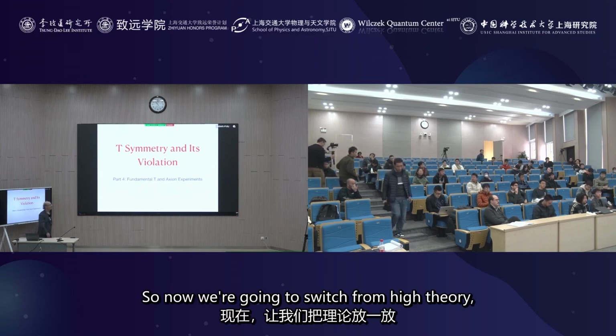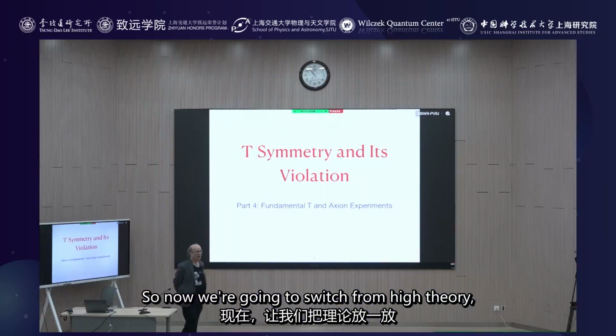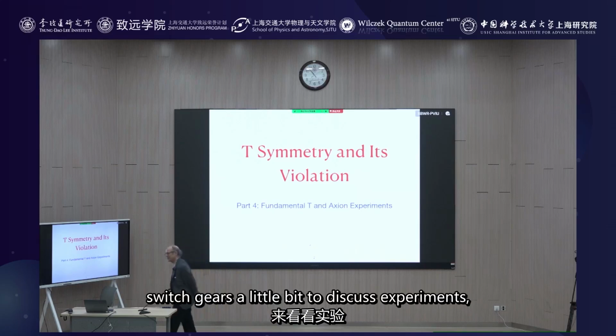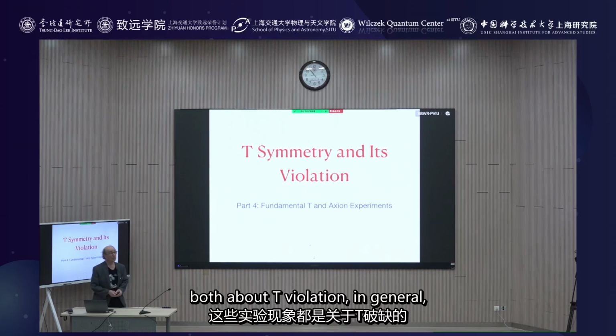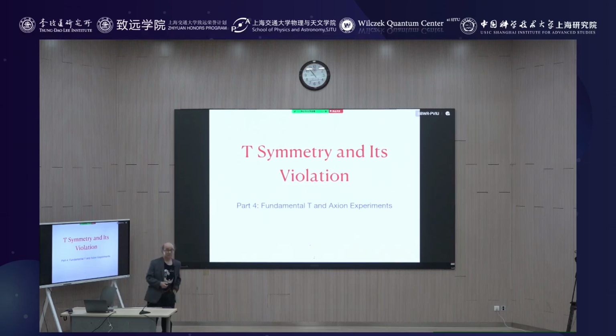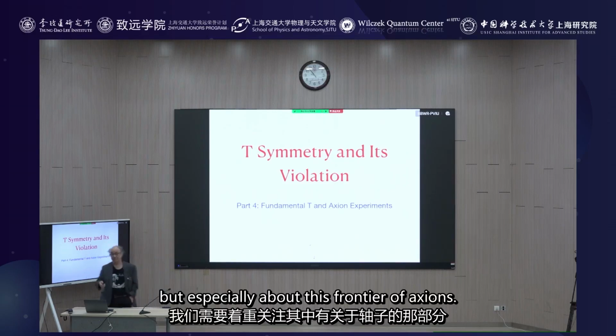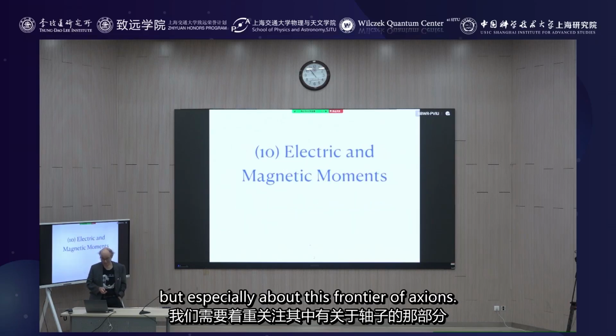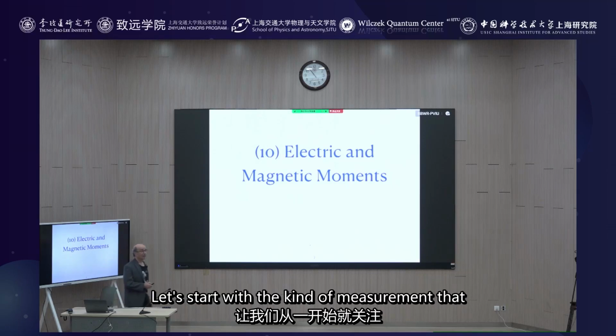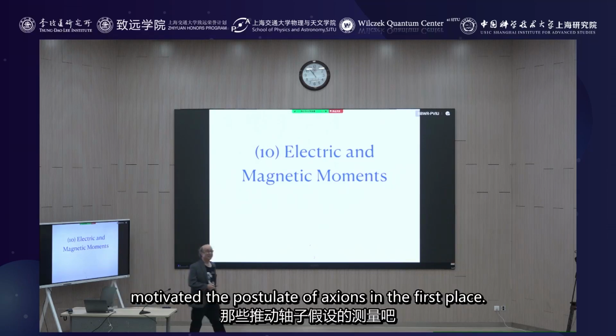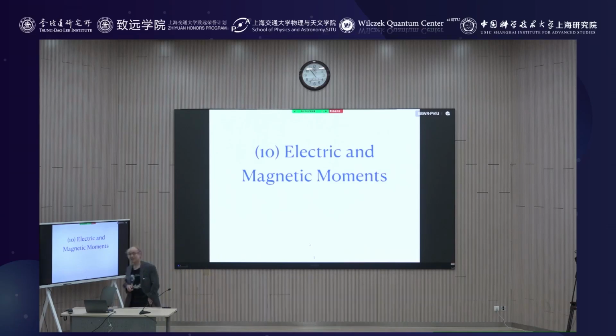Okay, so now we're going to switch from high theory, switch gears a little bit to discuss experiments, both about T violation in general, but especially about this frontier of axions. Let's start with the kind of measurement that motivated the postulate of axions in the first place.